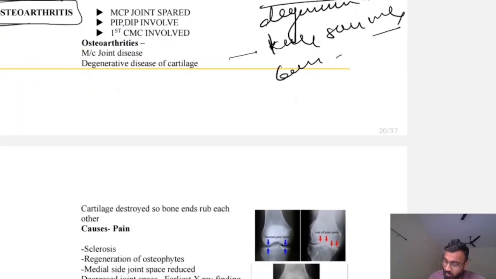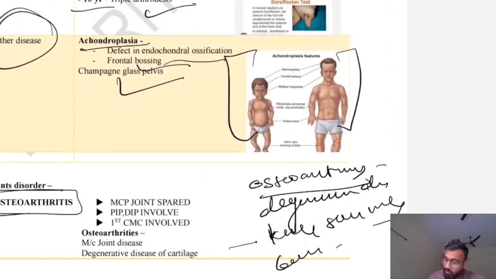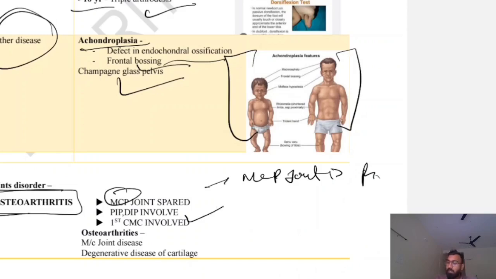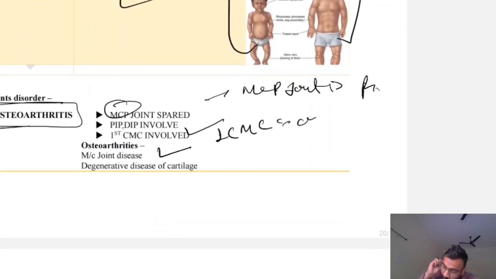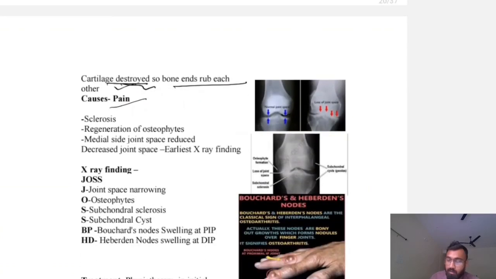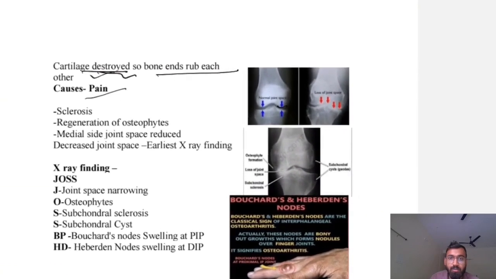Cartilage. And you have to understand, PIP joint, MCP joint is spared in osteoarthritis. PIP and DIP joint involved, but first CMC is also affected in osteoarthritis. It is the most common joint disease. It is a degenerative disease of cartilage. Cartilage destroys, bones rub each other. It causes the pain to the patient. I've explained to you about the osteoarthritis.